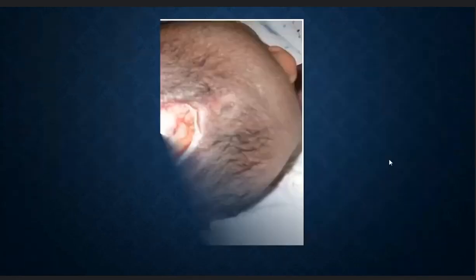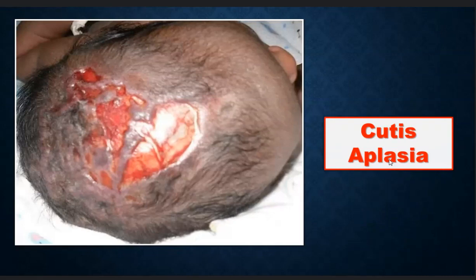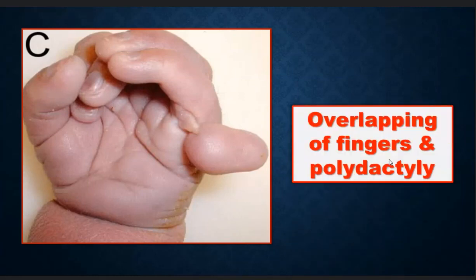This is the cutis aplasia. Cutis aplasia, we say, is an area of absent skull, one of the presenting signs of Patau Syndrome. Here is the polydactyly. The polydactyly may be just skin and subcutaneous fat, or it may be a true finger, with a bone. And of course, we have here the overlapping of the fingers.